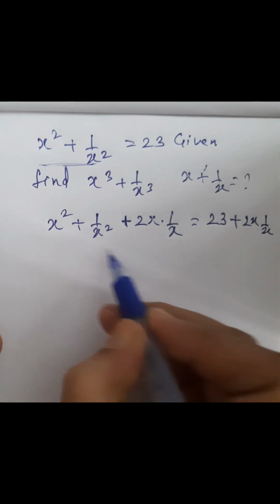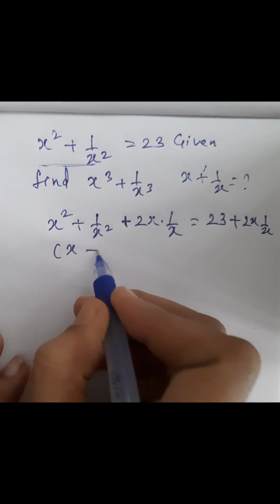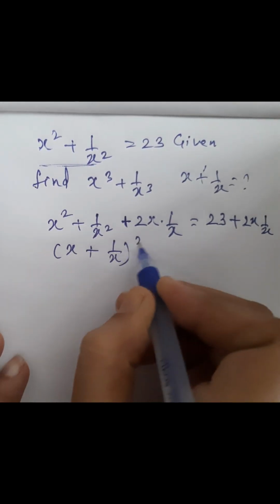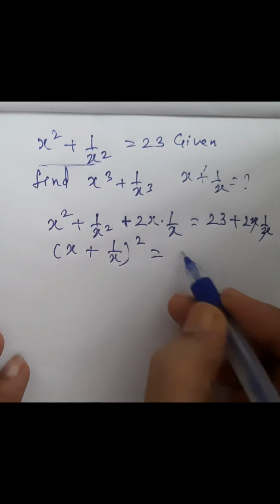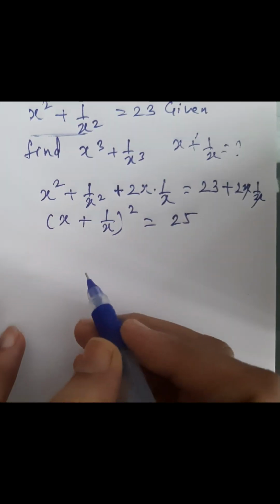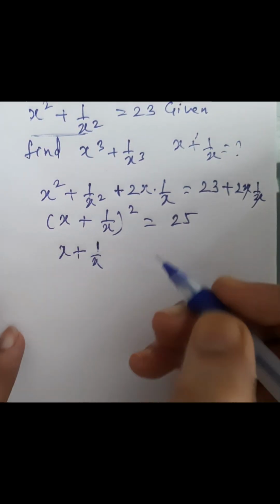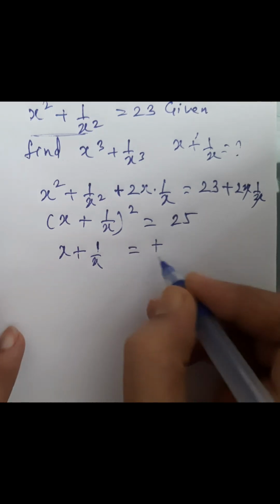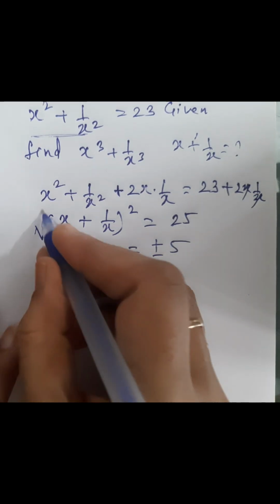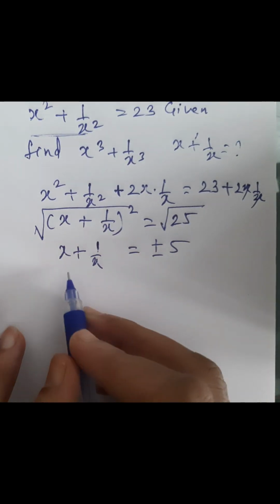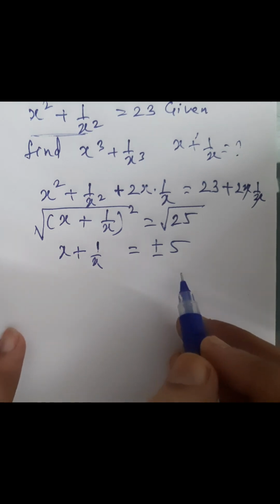Now this complete is a whole square identity. So this will make x plus 1 by x whole square, whereas this x got cancelled. This is 25. Thus getting the square root on both the sides, x plus 1 by x is equal to plus or minus 5. So if we take the square root on both the sides, we get the value of x plus 1 by x as plus or minus 5.